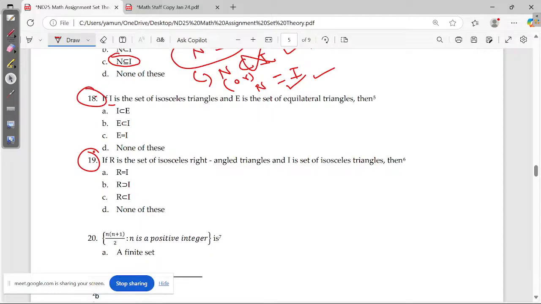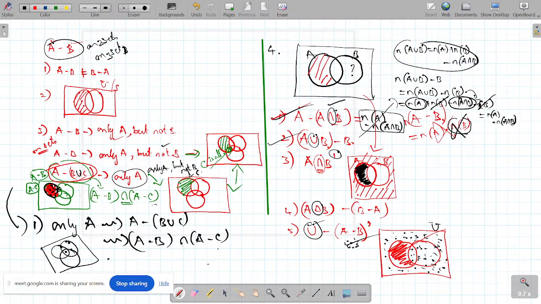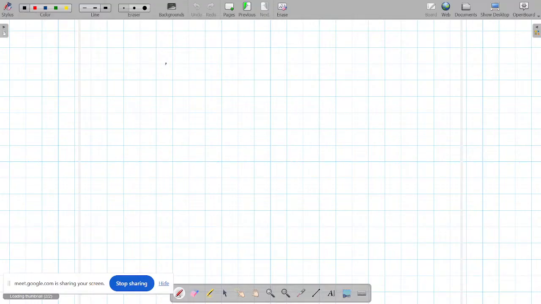Here, I is a set of isosceles triangles and E is a set of equilateral triangles. So, what do you mean by triangle, first of all? It is three-sided with three angles. Equal number of angles and sides. The total of the angles will be 180 degrees.